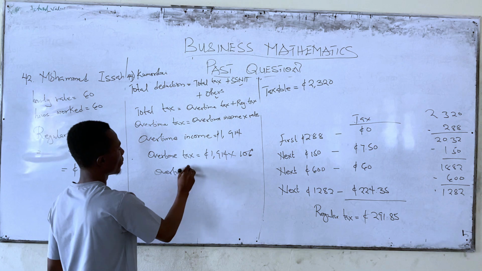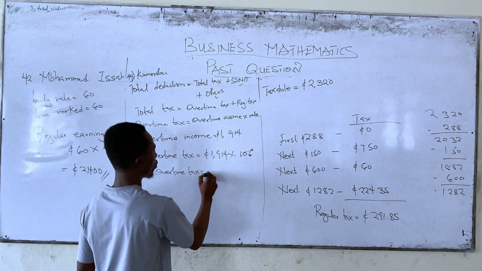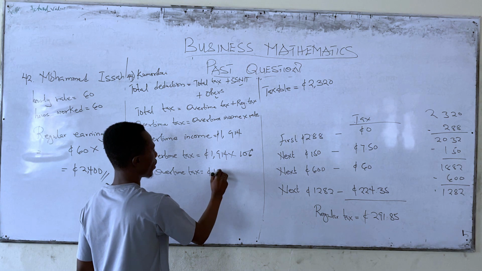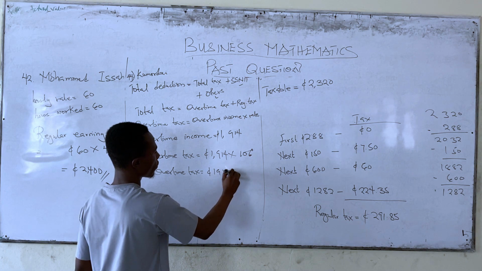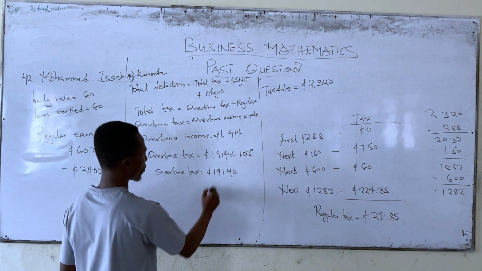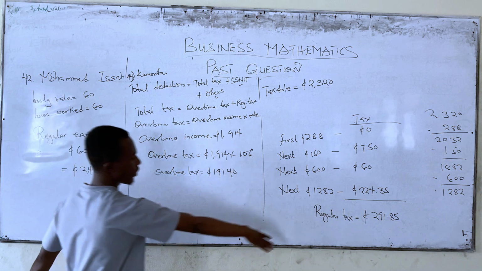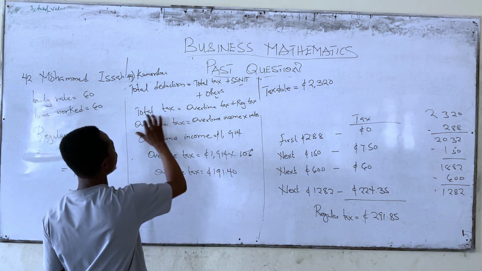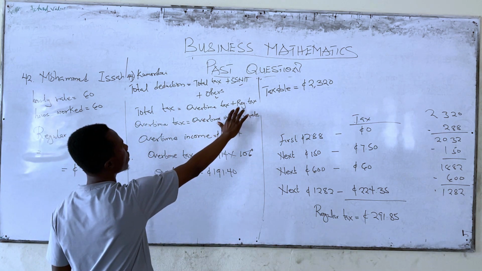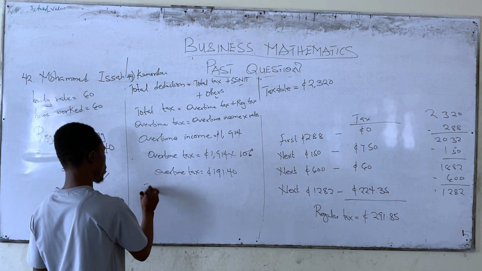Overtime tax in this context, one decimal place. So you are going to get 191.40. So this is the overtime tax. You have the regular tax. Now from the formula, the total tax, you have the regular, you need what? The overtime.